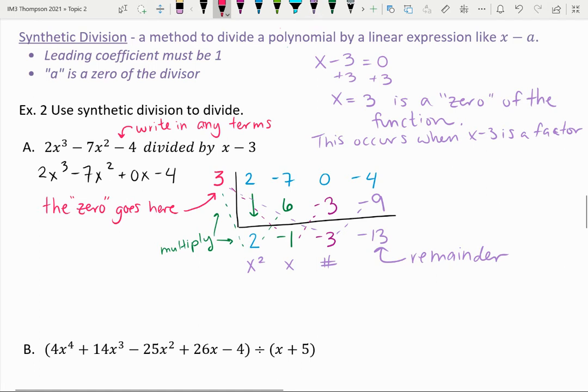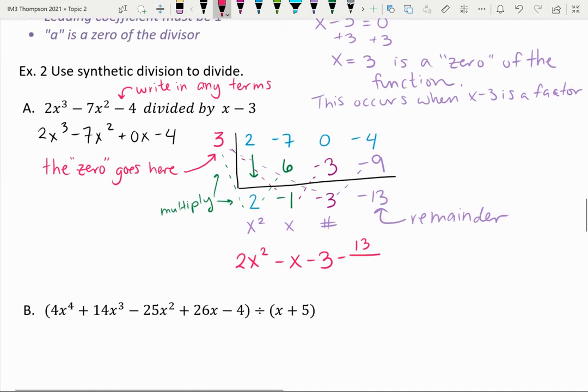So my answer for this division problem is 2x squared minus 1x minus 3 with a remainder of negative 13. And I'm going to write that over my divisor, x minus 3.